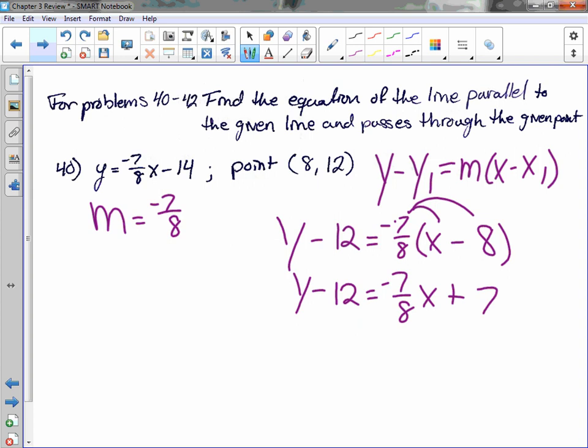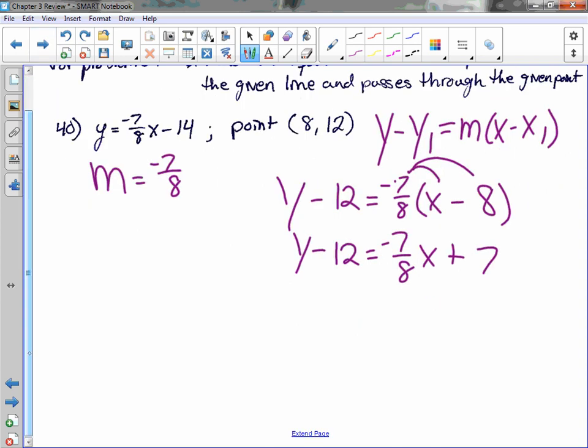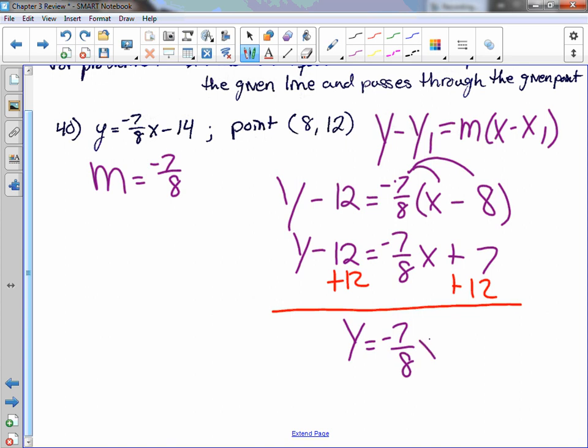They give us 7. And last but not least, we need to get y by itself, so we need to add 12 to both sides. And that is our line that is parallel. Questions on this here? Any questions on this here? We good with this here?